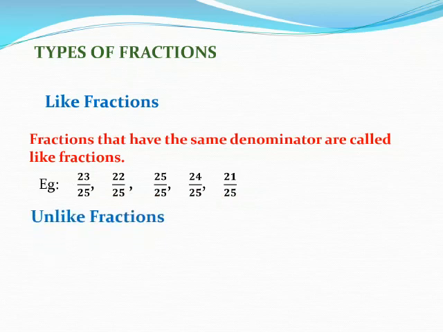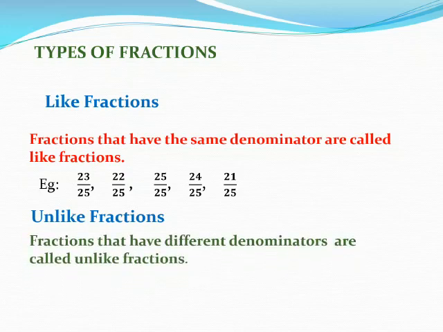Next, unlike fractions. What are unlike fractions? Fractions that have different denominators are called unlike fractions. Example, 5 by 10, 3 by 17, 6 by 8, 3 by 9. Here you can see all these denominators are different. So in like fractions, denominators are the same. In unlike fractions, denominators are different.